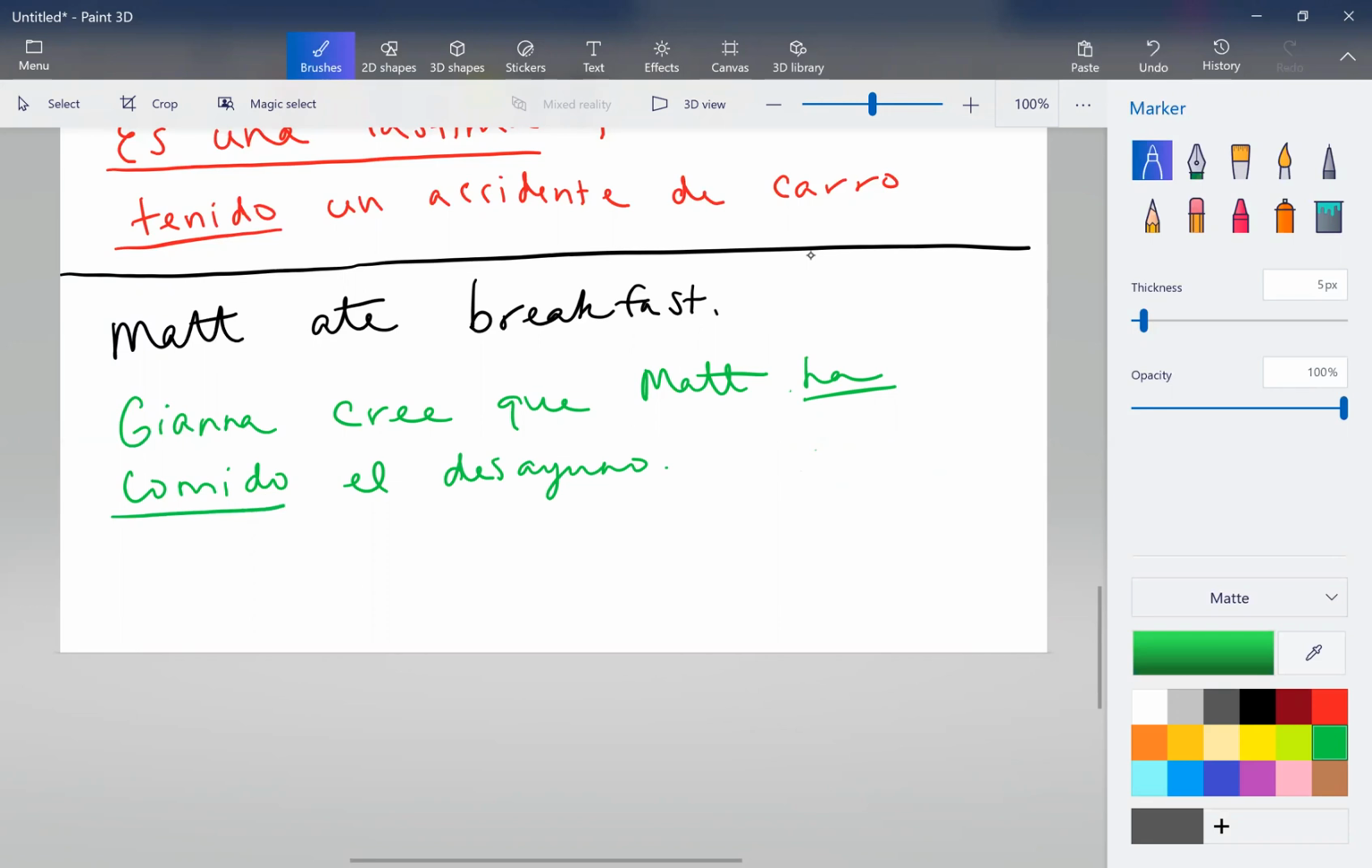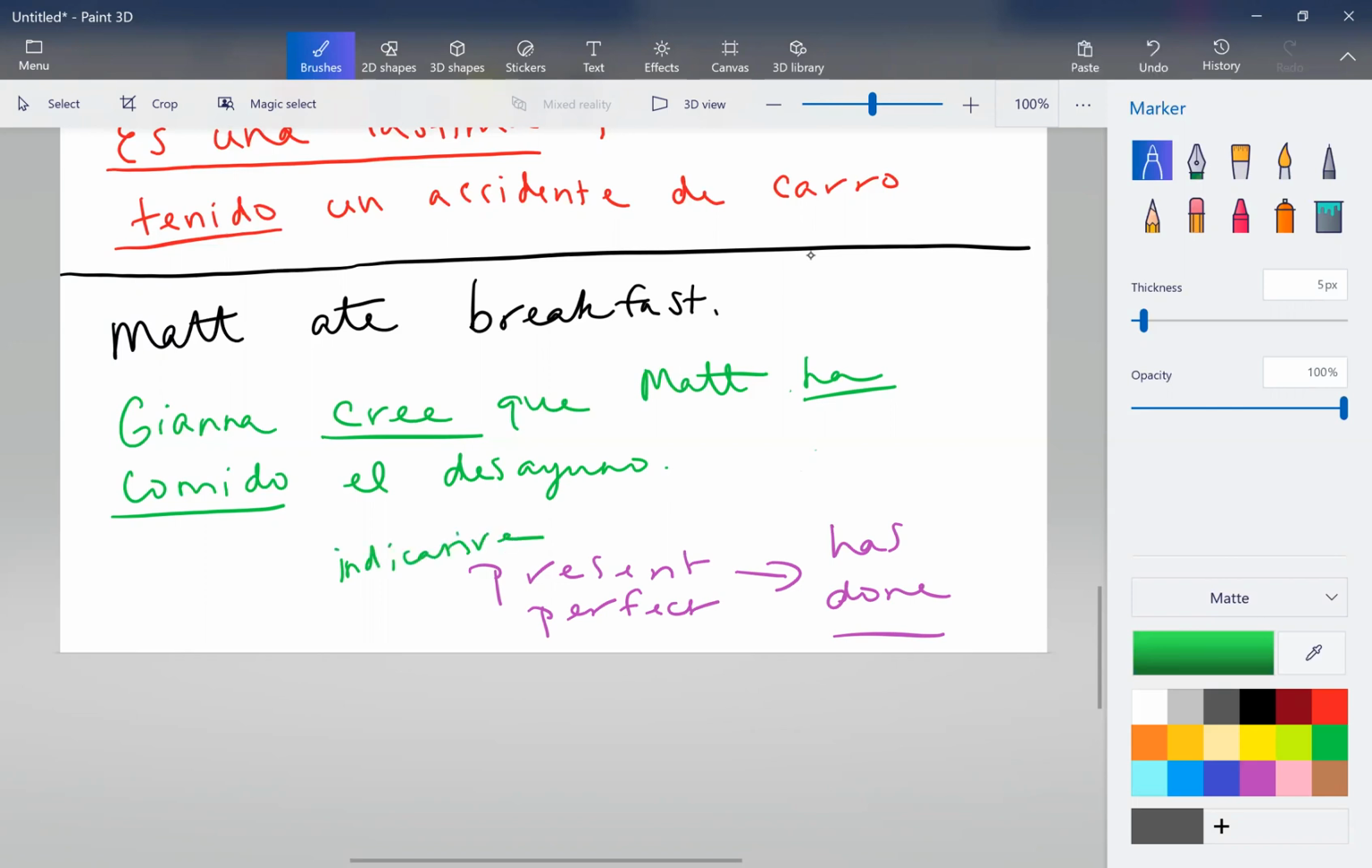So indicative is no doubt, you said? Correct. And we have the present perfect, which would be like the past, but not doubting, and then the same thing with the present but opposite. So the present perfect and the perfect both mean has done something. And if it's indicative, it means you believe that that person has done that thing. And if it's subjunctive, that means that you doubt that they have.